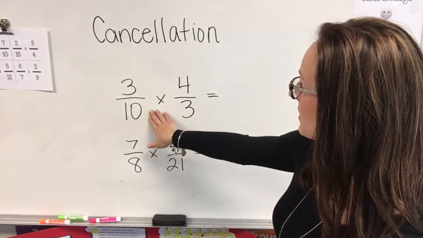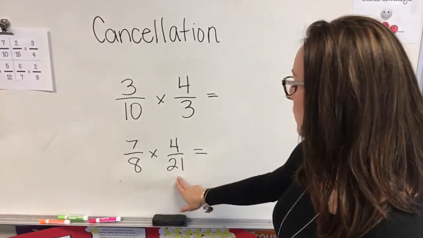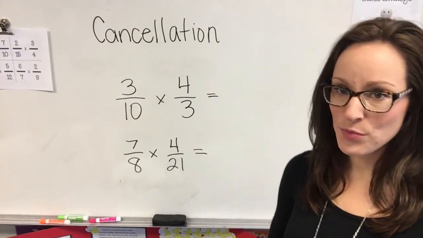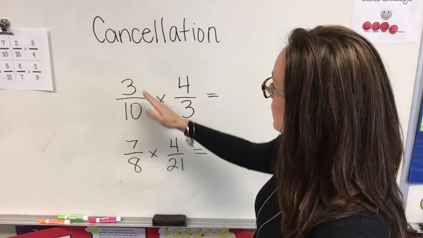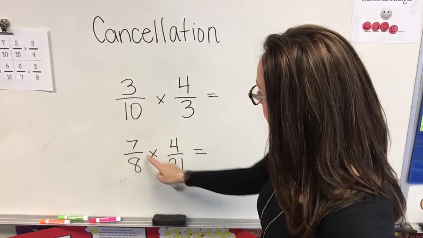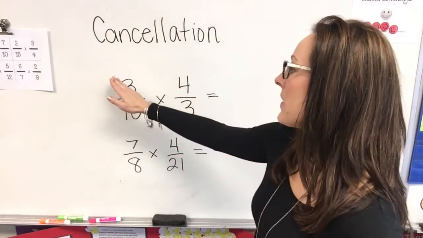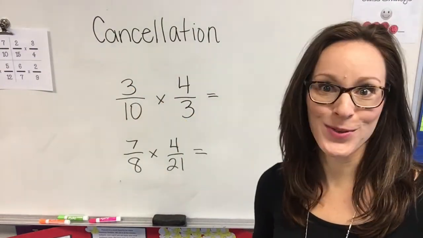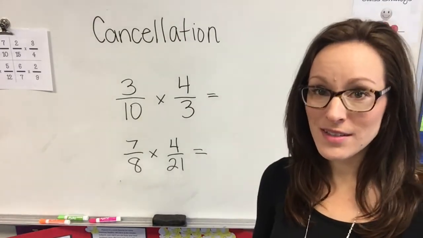The first one is 3/10 times 4/3, and the second one is 7/8 times 4/21. And in both of these fraction multiplication problems, you're going to cancel both sets of numbers. So you're going to cancel this way, and you're going to cancel this way. You'll cancel this way, and you will cancel this way. You can see right off the bat that you have a 3 and a 3, so you'll be starting by canceling those down to 1, and that's the only hint I'm going to give you. You should end up with answers that are already simplified.